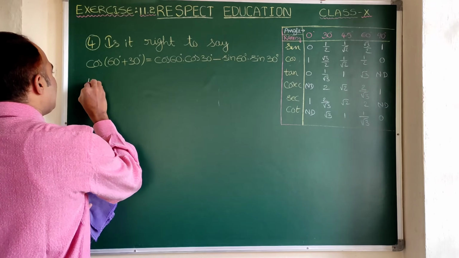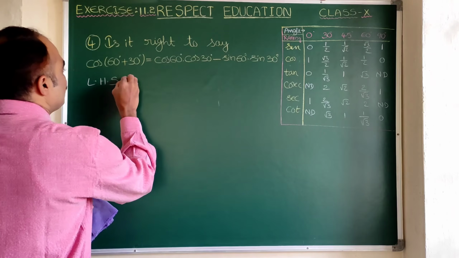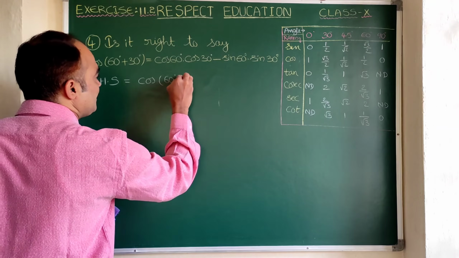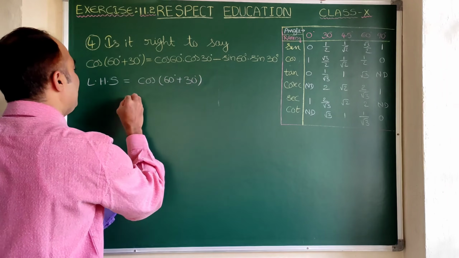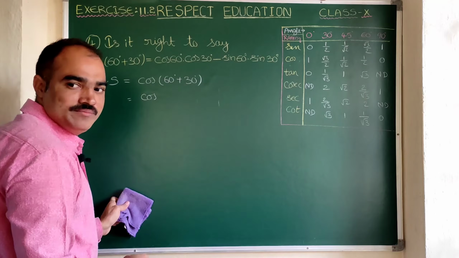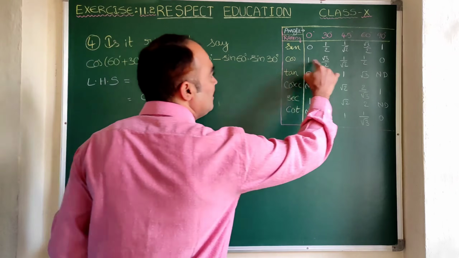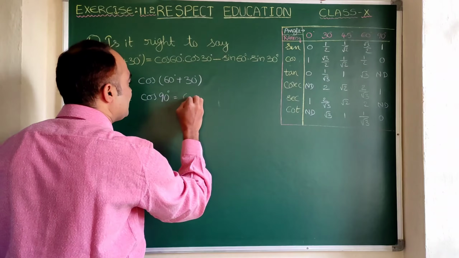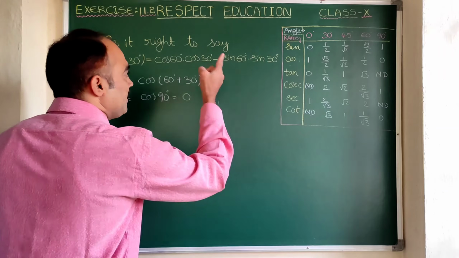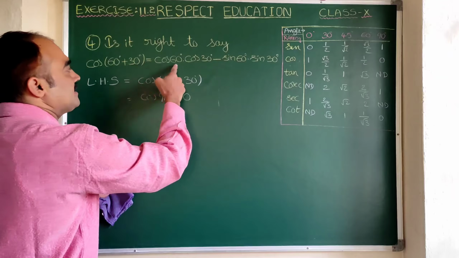So here, first let us simplify the LHS, the left hand side part. Consider LHS, that is cos of 60 degrees plus 30 degrees. Here you see, let us write cos as it is. 60 plus 30 is 90 degrees. What is the value of cos 90 degrees? 0. So the LHS value we got as 0. Now let us simplify the RHS. For example, on simplification, if we get 0, then okay, we can say.